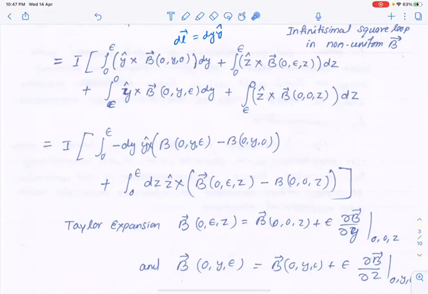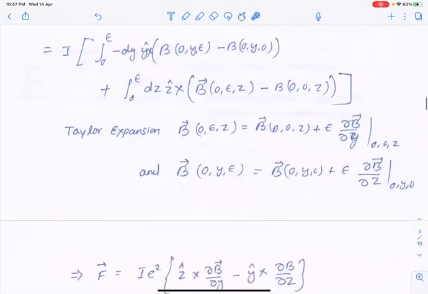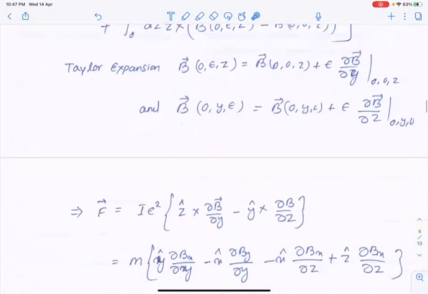So you can take the derivative outside, and then you do the integration of dz, z cap, and epsilon, and that will give you another epsilon there. So you'll have effectively epsilon square and I, and del B by del Y. So that's what I have written here now.